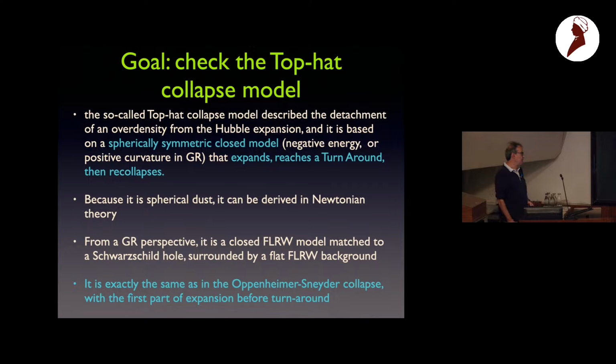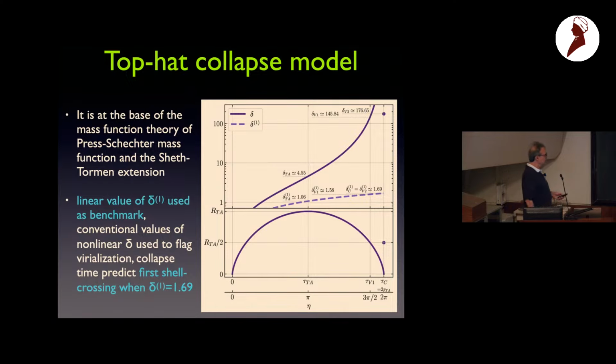Surrounded by flat Robertson-Walker. In other words, a top hat is exactly the same as the Oppenheimer-Snyder collapse, except that you put this in the context of cosmology, and you have an initial expansion, a moment of turnaround, and then the recollapse. So that's the top hat evolution, and it is traditional to compare the evolution of the full nonlinear density field to this top hat. As I said, this is a closed Robertson-Walker, and that's the density, which will of course blow up at the end.